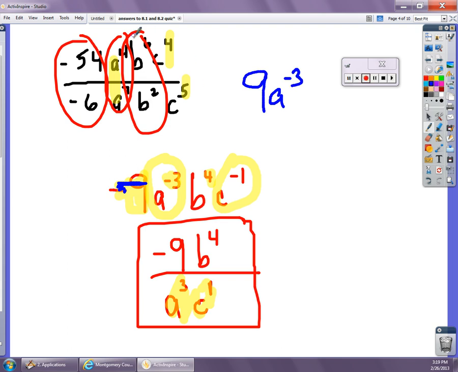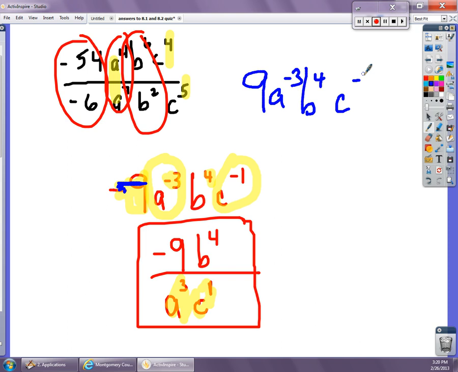When you divide the b's, you do 6 minus 2, you get b to the 4th. And when you divide the c's, you do 4 minus 5, and you get c to the negative 1st. Then everything that has a negative exponent, not the 9 though, because that's a negative number. Even if it was a negative 9, it wouldn't go to the bottom. But anything with a negative exponent goes towards the denominator. So the a to the 3rd goes to the denominator, and c to the negative 1st goes to the denominator.